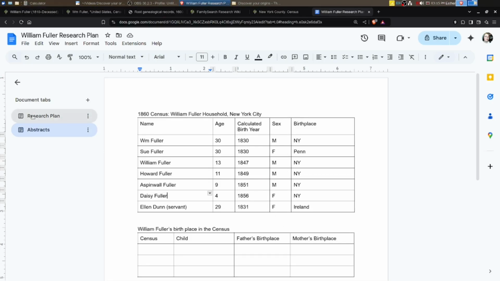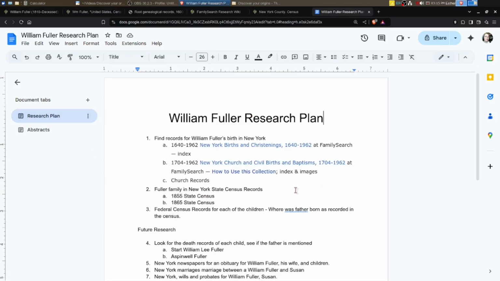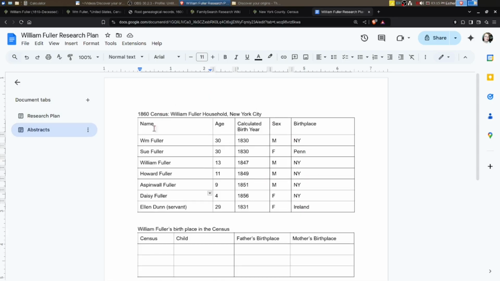Let me go to the research plan. So we're creating a research plan here. Okay, and I've already started working on this, and I'm going to explain this in a little bit greater detail as we go along. But I've created this separate tab here, and I've abstracted the family information from that census. And I would recommend that when you're trying to figure things out, because it will help you see things in a different light.